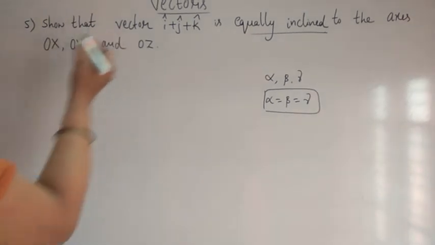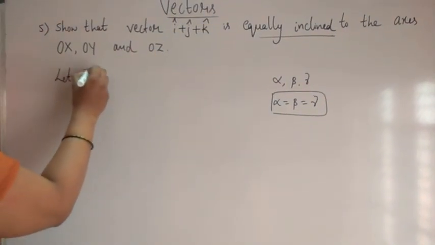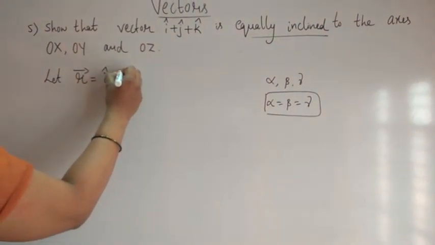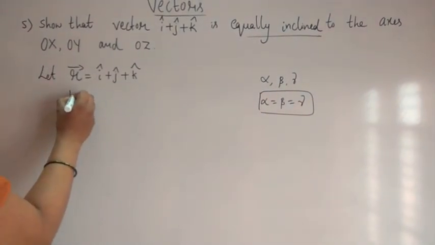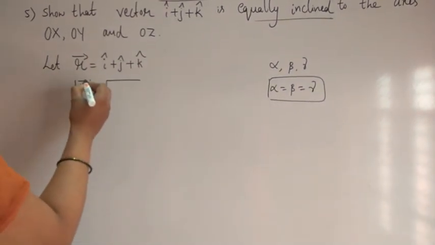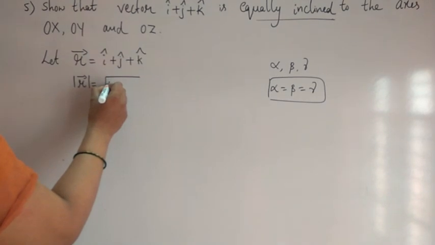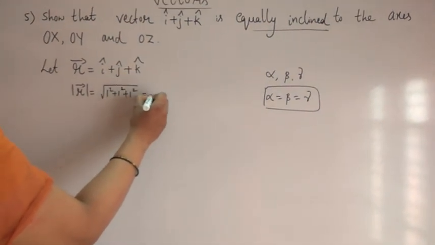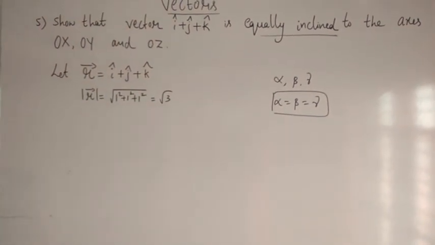Okay. First, let us take the given vector as vector R. So let vector R equal I cap plus J cap plus K cap. Then find the magnitude of R vector. Magnitude of R vector equals square root of, so X value is 1, Y value is 1, Z value is 1. Therefore we get 1 square plus 1 square plus 1 square. That is root 3. So let us find the direction cosines of this vector.